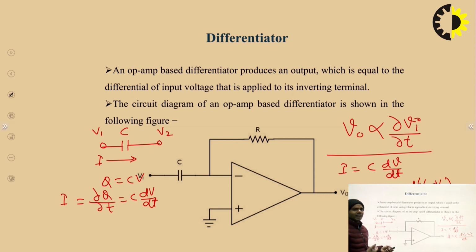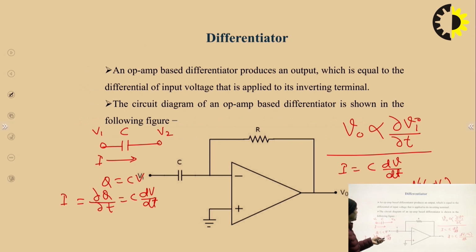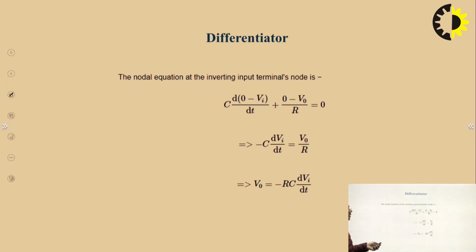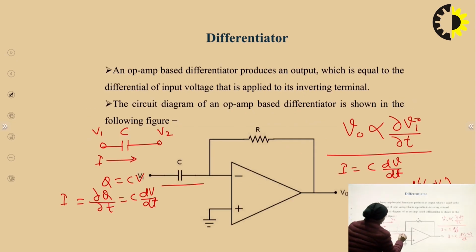So now let us analyze this circuit. And one more thing is, we are applying input at the inverting terminal and we have connected the resistor in feedback, and the capacitor is connected near to the input voltage. Now, we will use the basic concepts, like the current which is flowing here, I should be equal to IF, and this current will be equal to what? Q.